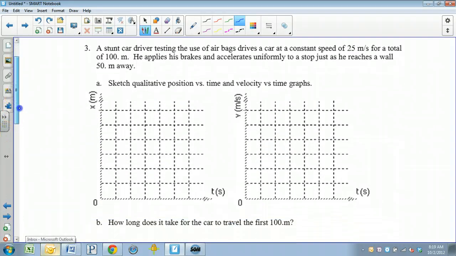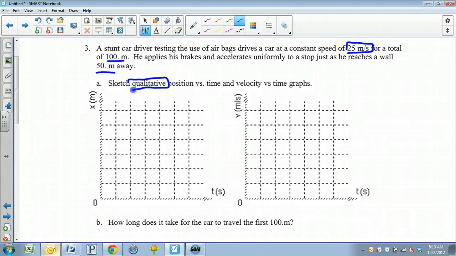The final page in here, we've got a stunt car driver testing the use of airbags. We know that it's a constant speed of 25 meters per second for 100 meters. They apply the brakes and they get to stop just before a wall 50 meters away. So, qualitative position versus time graph.